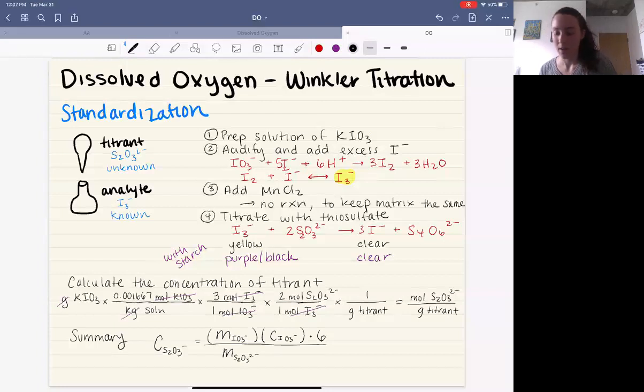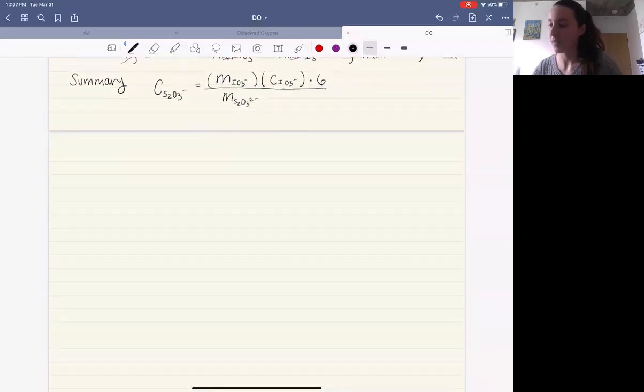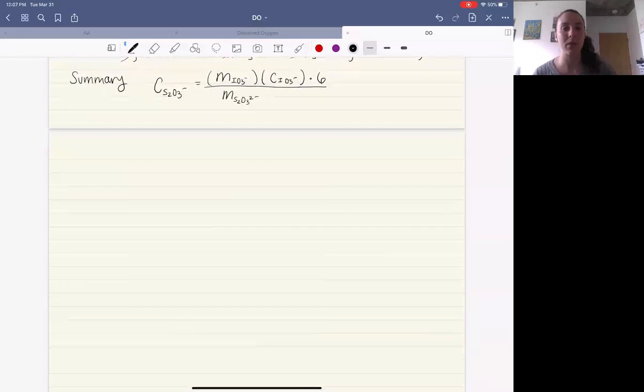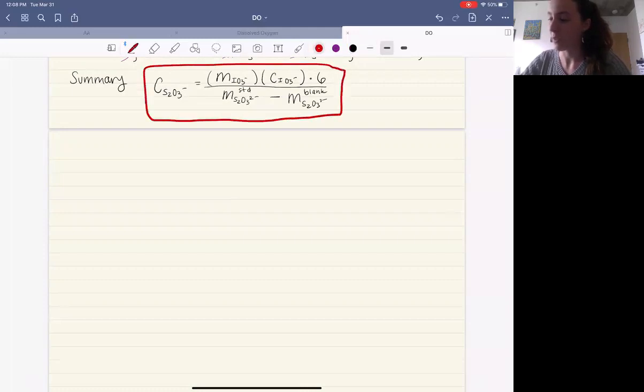Okay, so that's the simple version, but you're going to notice in this experiment we do what's called a reagent blank, and we will need to take that into account in this formula. As you will see in the protocol, it's written like standard minus the mass of the titrant used for a blank titration. But this is the big formula you want to use when analyzing your standardization titrations.